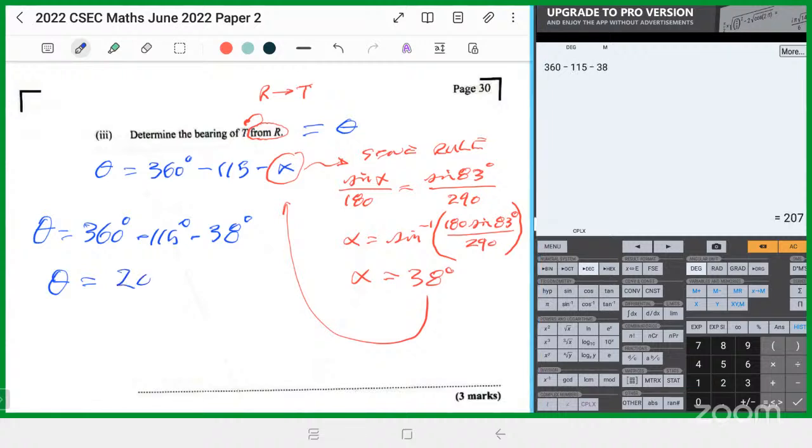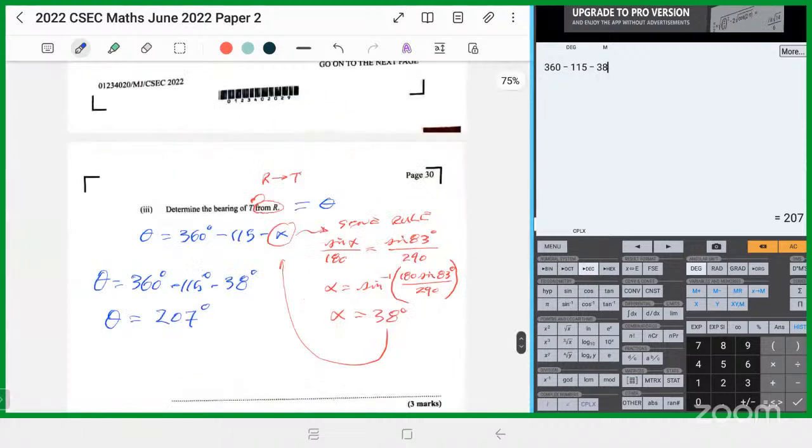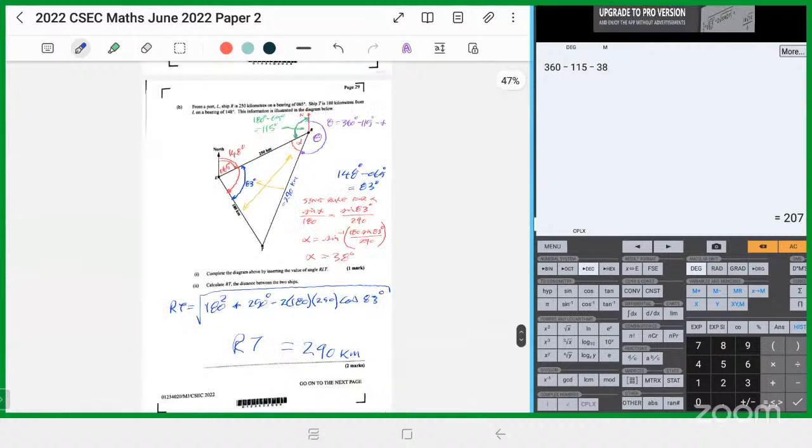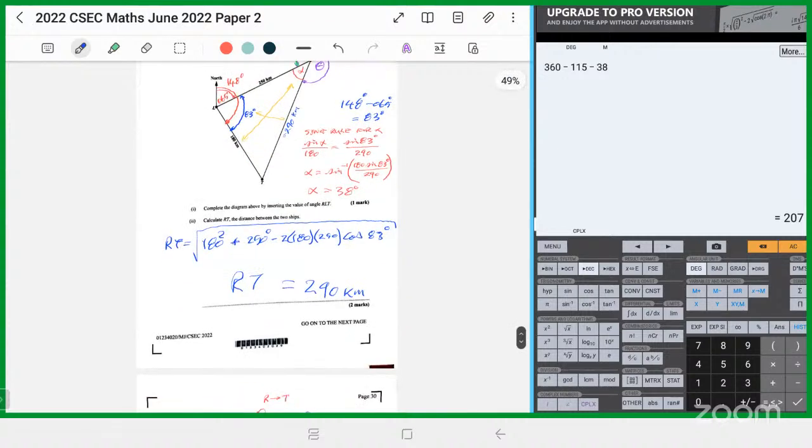That is 207 degrees. Okay with that one, guys? Yes, sir. All right, good, good, good.